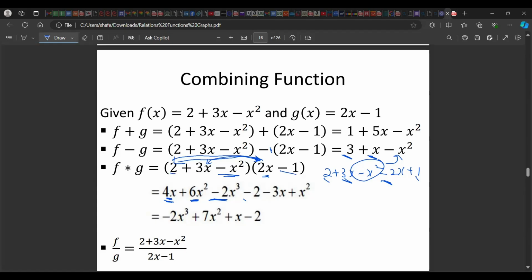-1 by 2 gives you -2. -1 by 3x gives you -3x. -1 by -x squared gives you positive x squared. And now you simplify, right?